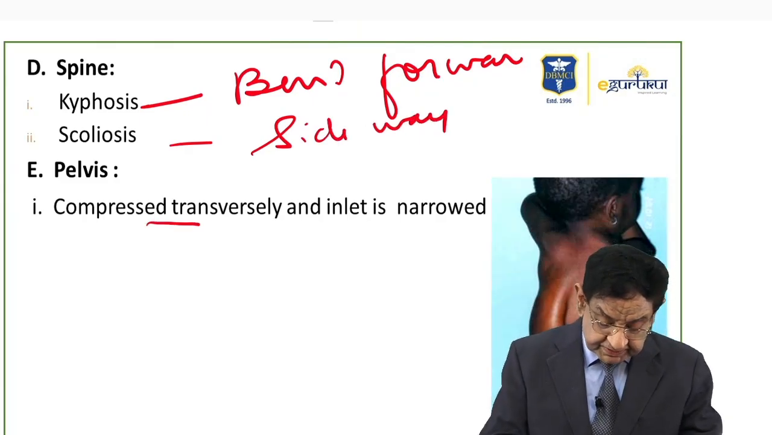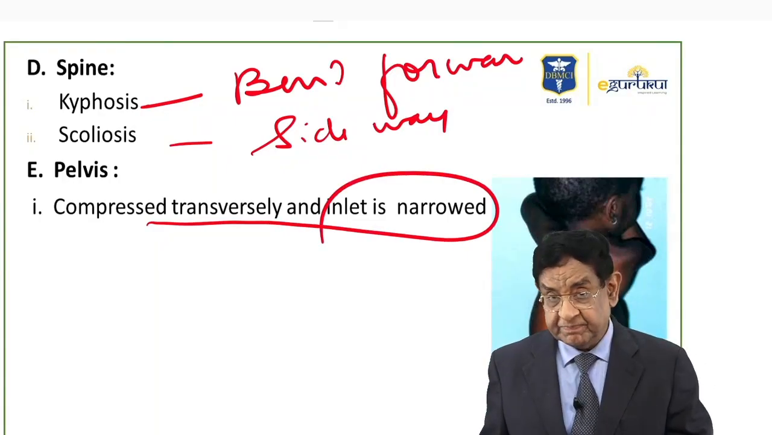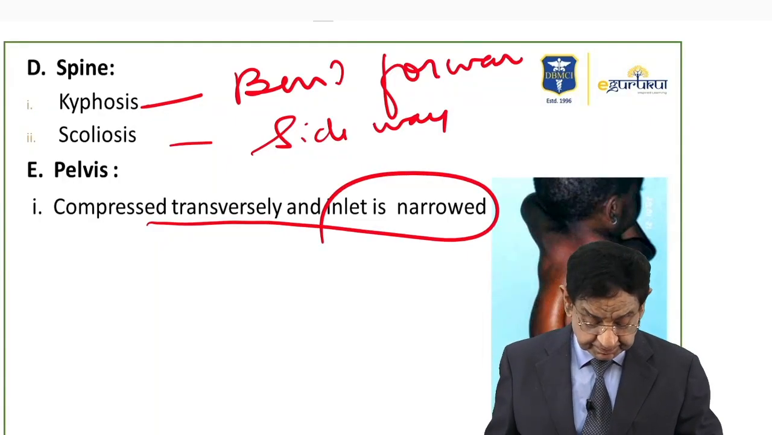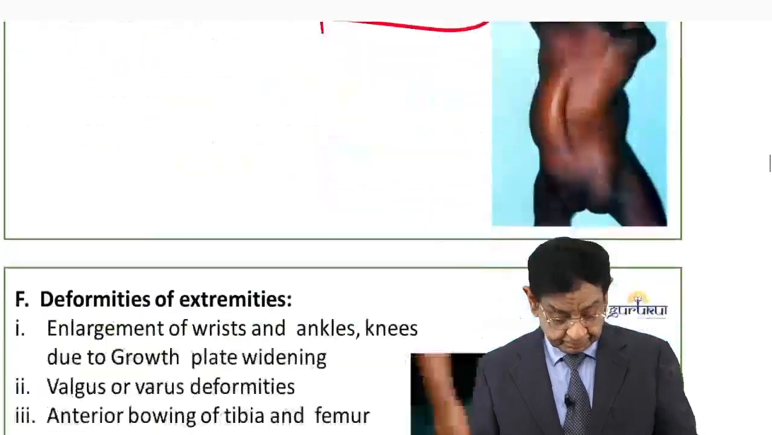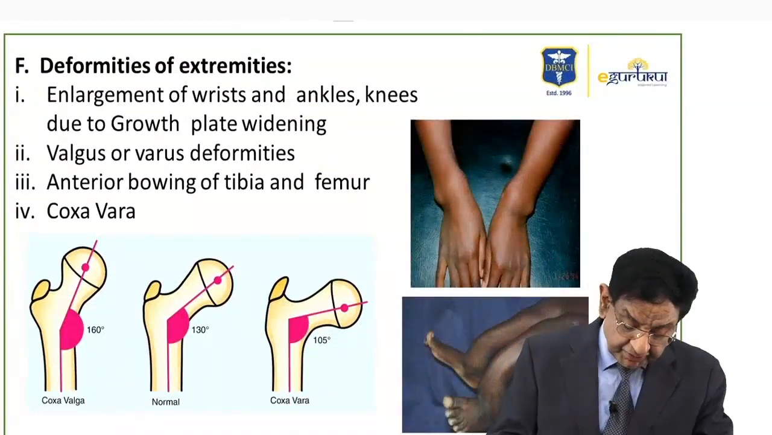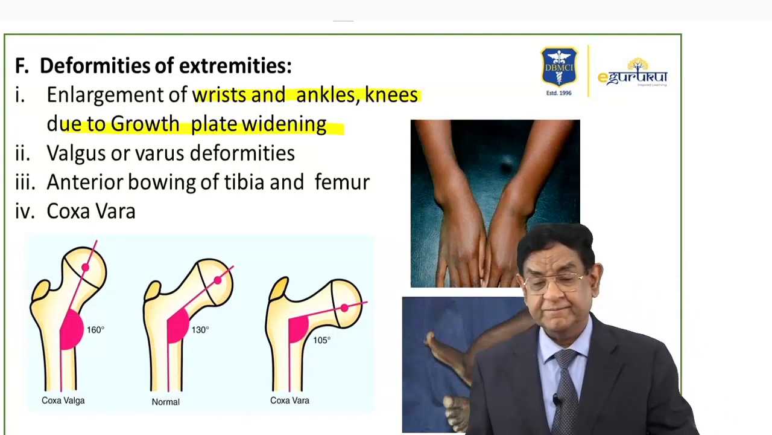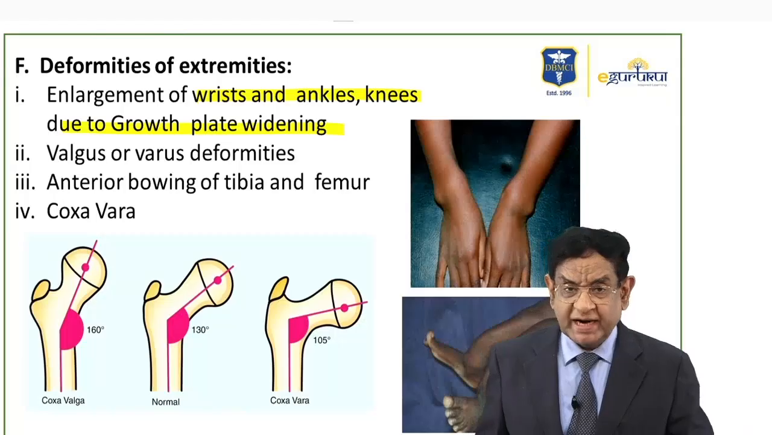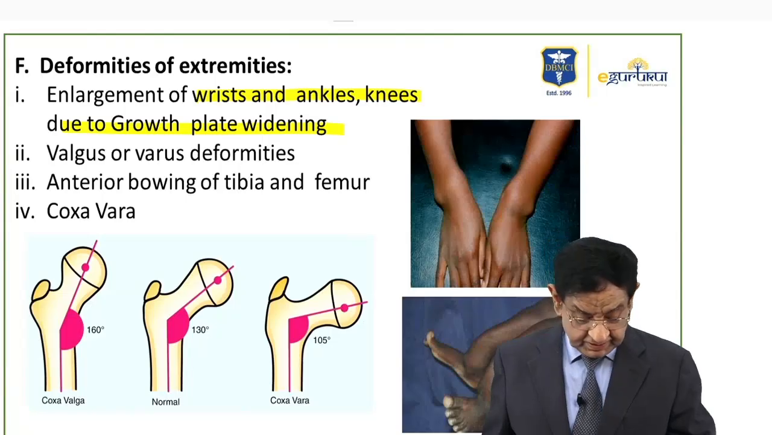In the pelvis, we can see it is compressed transversely and the inlet is narrowed. Extremities: widening at the wrist, ankles and knee due to growth plate widening. Why is the growth plate widening? Because there is no mineralization. The growth plate becomes widened.